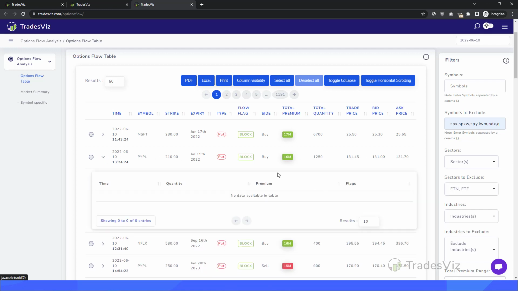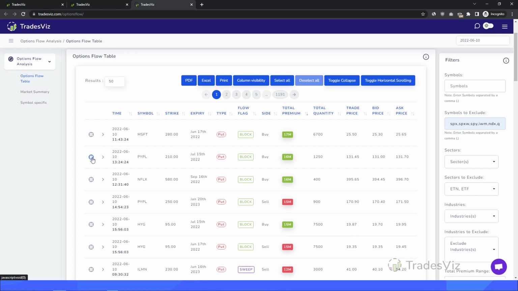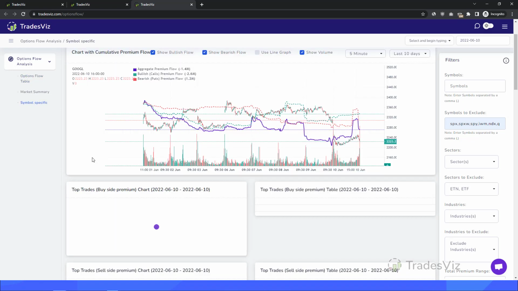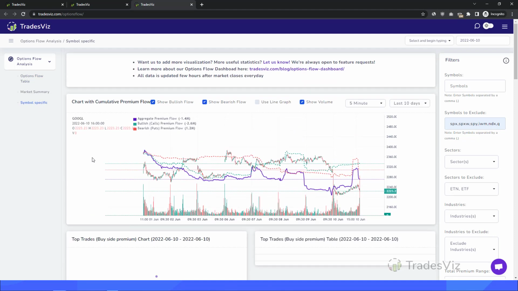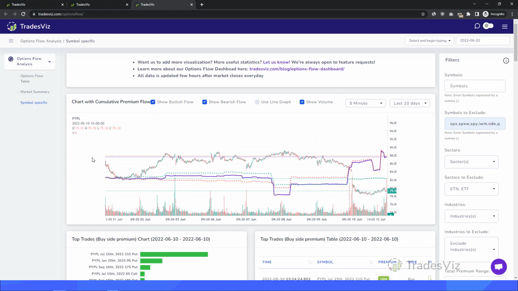It's a block trade, so it's just one single execution. You're not going to want to see anything over here, because whatever you see over here is the same as over here. It's a single execution. Now I want to explore PayPal and see if there are any opportunities for me to take a trade in this.